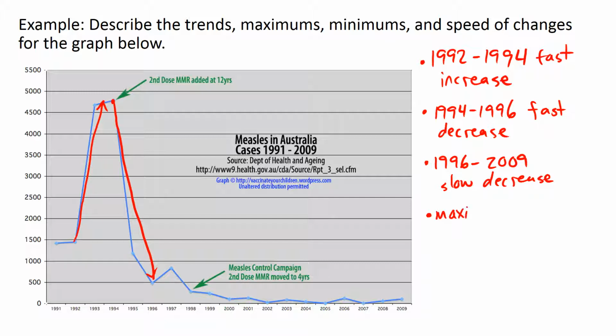We could see that there's a maximum in about 1994, which is, I'll circle it here, this point. This is a max. And we have a minimum in about 1996 when it dips. It's the lowest it's been in quite a while and then rises again. And that's 1996.